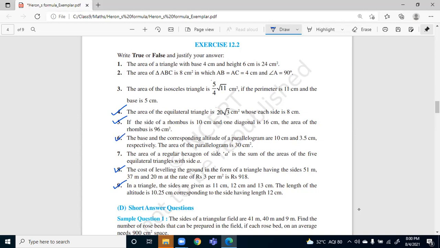So only 5 questions I have chosen. Question number 4, 5, 6, 8, 9. So make sure you do it before our Friday class. So only 5 questions as homework. So please take the screenshot if you do not have PDF.